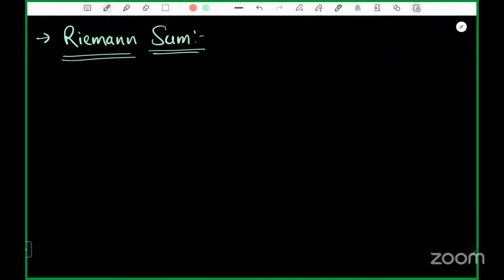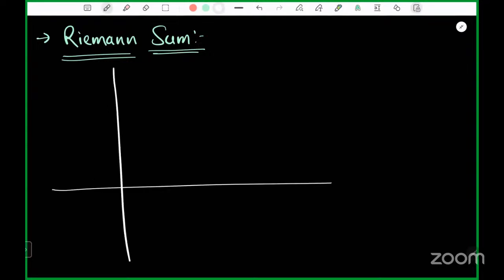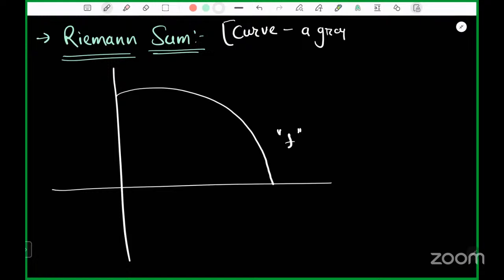So let me take a figure here. Suppose we want to find the area under this particular curve. Suppose this is a function's curve, f. Here I am using the word curve, right? A curve is nothing but the graph of a function in a plane. So in a plane, if you draw any graph of a function, that graph is known to be a curve. So don't bother about what the word curve means.